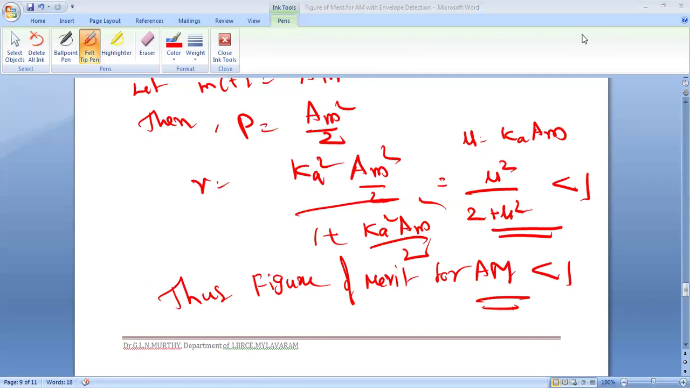In the next lecture, we are going to see what the figure of merit is for SSBSC, that is single sideband suppressed carrier AM receivers.